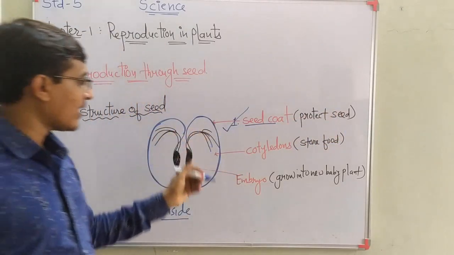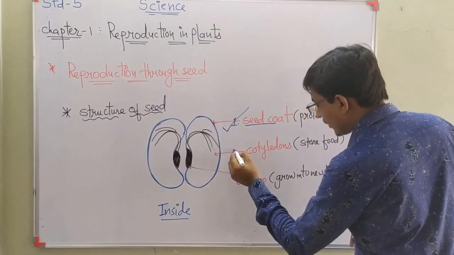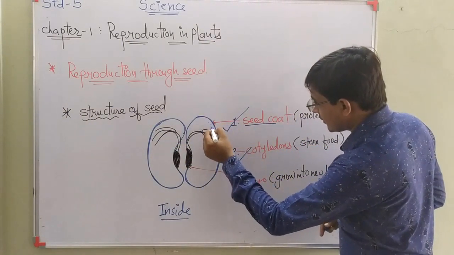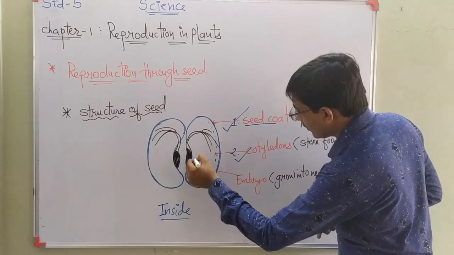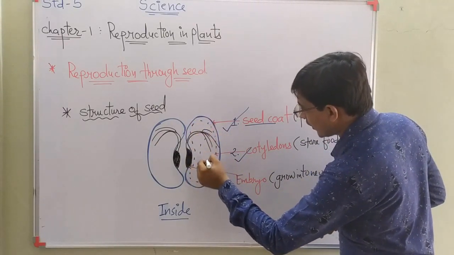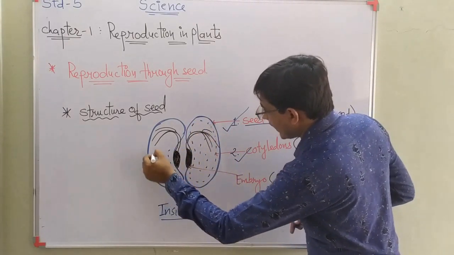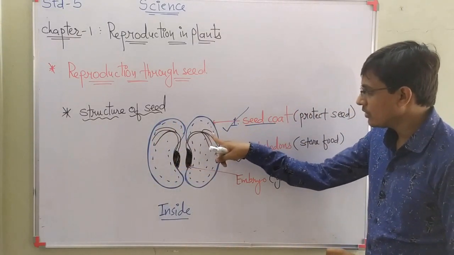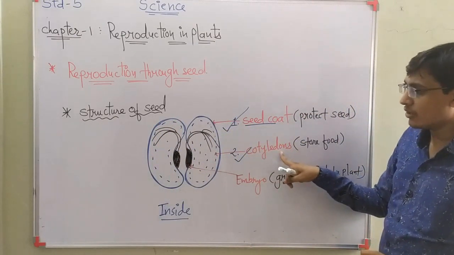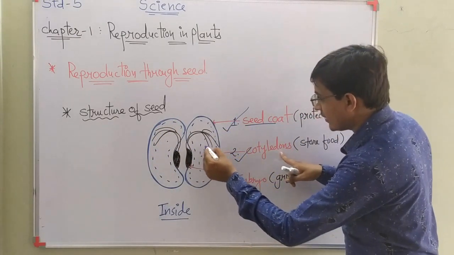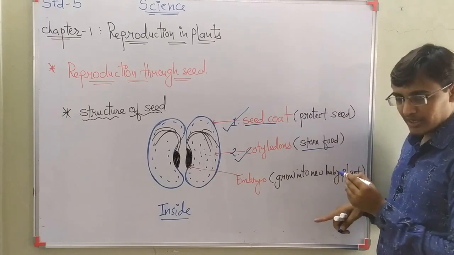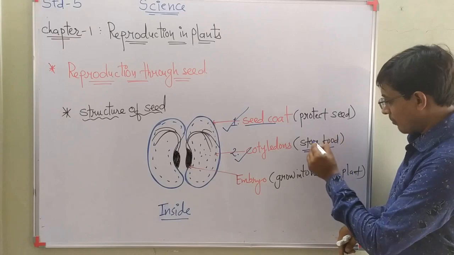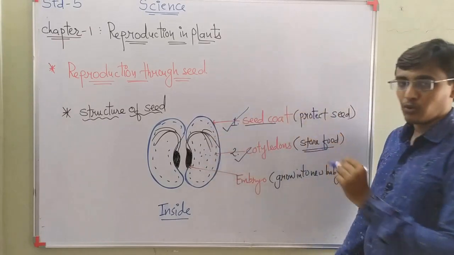Now see, the second one is the cotyledon. See, this whole structure is the cotyledon, this wall on both sides. Beneath the seed coat, that is below the seed coat, there is the cotyledon. What is there? Here is stored food. What is the use of this food? By using this food, the embryo will grow.